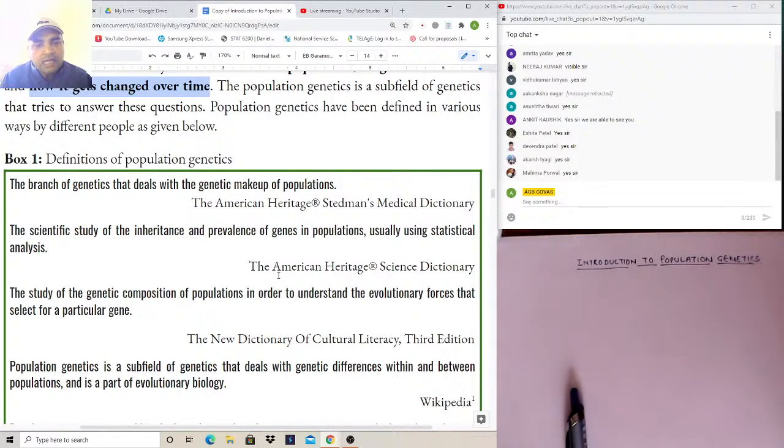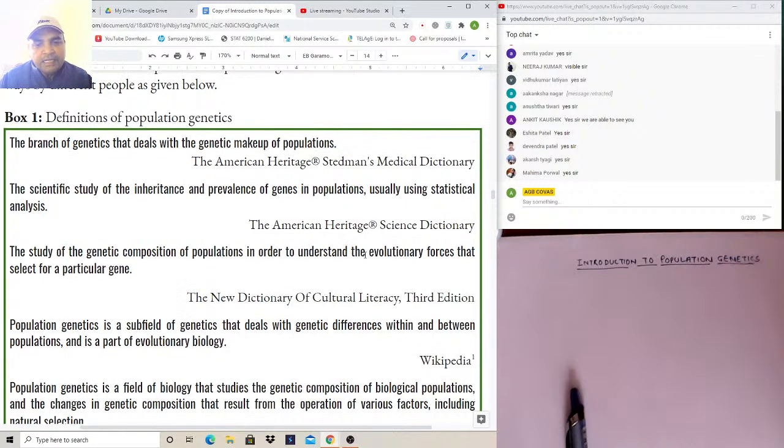What does the American Heritage Stedman's Medical Dictionary say? It says that population genetics is the branch of genetics that deals with the genetic makeup of population. Similarly, the American Heritage Science Dictionary defines it as the scientific study of the inheritance and prevalence of genes in population.